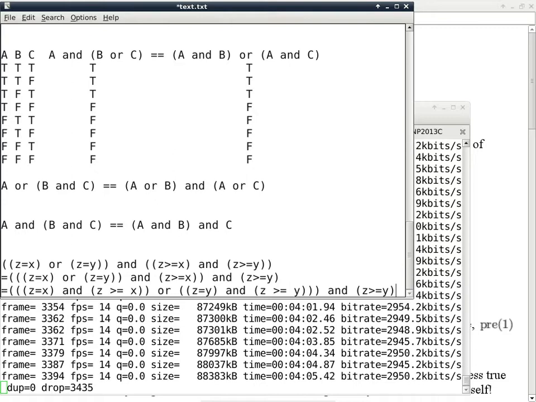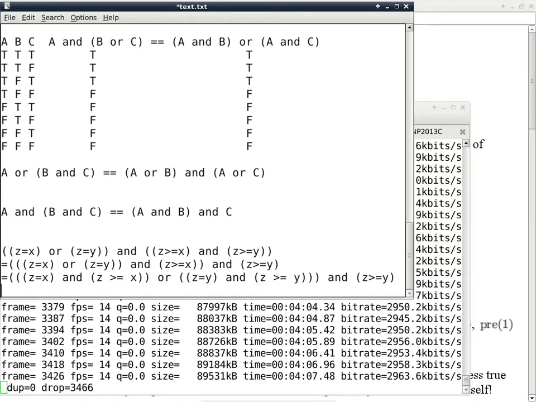Are we still doing okay? I'm applying the distributive law, which is, if you just look at this or as an addition and this and here as multiplication, you already know how to do it in regular algebra. And it works the same way in Boolean algebra. Are we doing okay? Great.